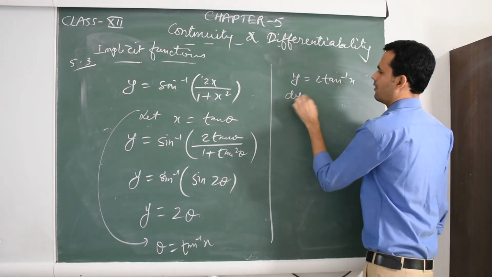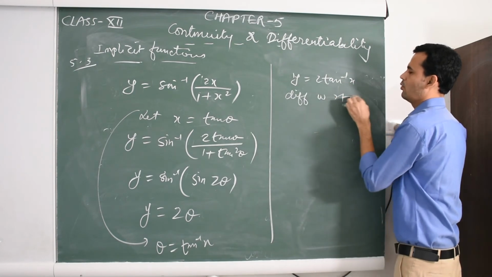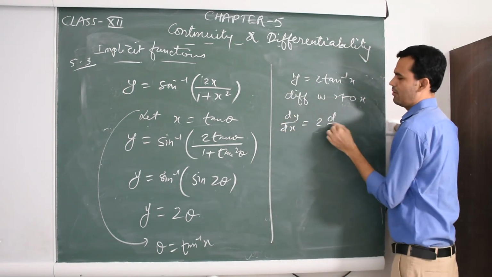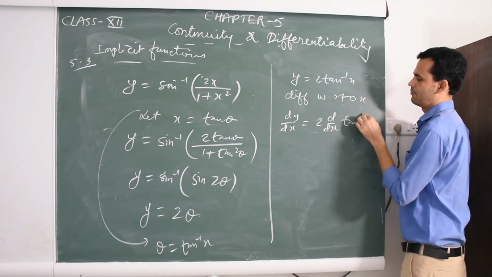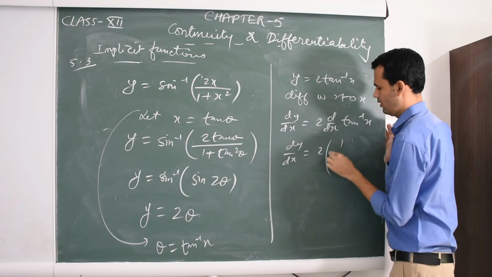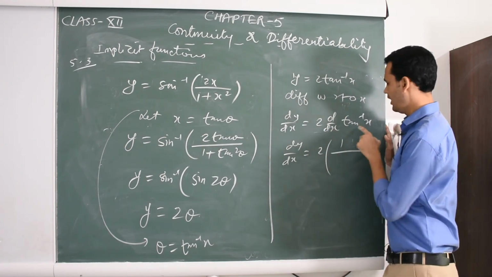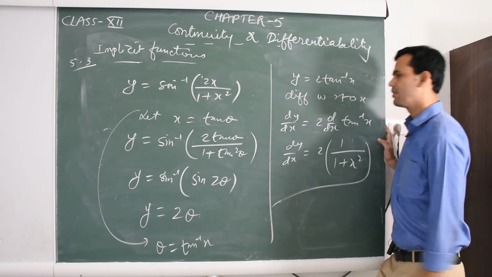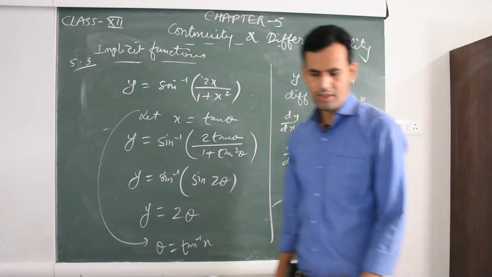Now differentiate with respect to x. So dy by dx equals 2 d by dx of tan inverse x, so dy by dx equals 2 times, derivative of tan inverse x is 1 upon 1 plus x square. This is the answer of question number 9.